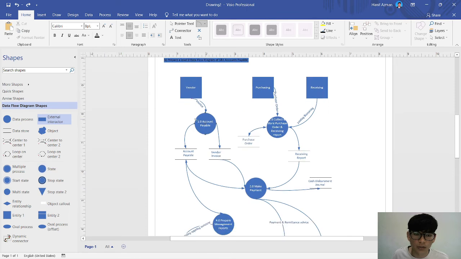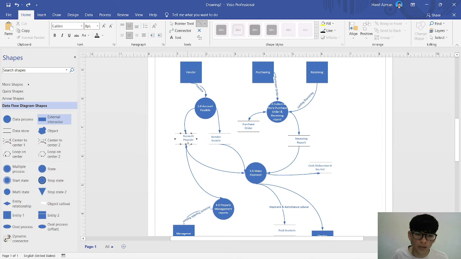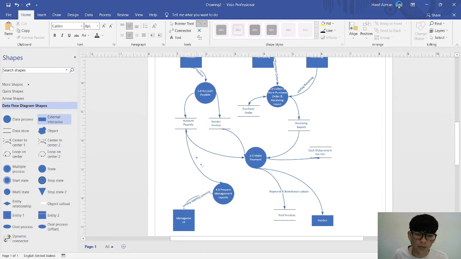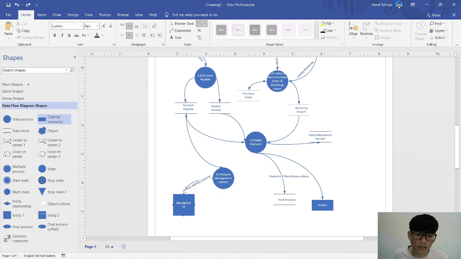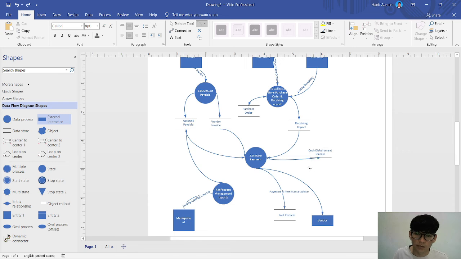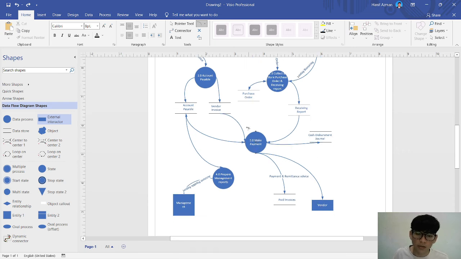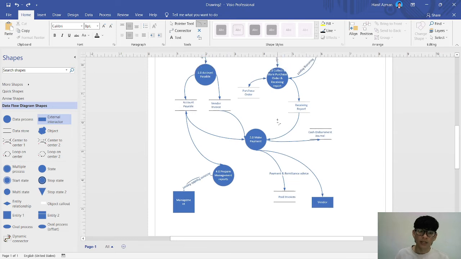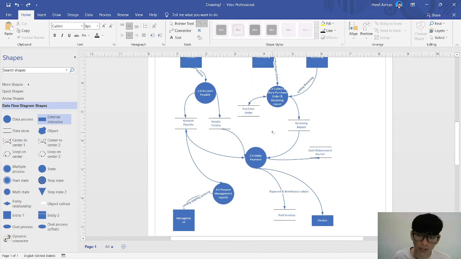For the first vendor, we send invoice to account payable and we send account payable here, vendor invoice and make payment. Account payable we make payment and account payable also prepare management report and then send to management. For the purchasing, purchase order, collect and stock purchase order and receiving report, send to purchase order here, receiving report, and then make payment and make payment to cash disbursement journal, and then make payment we send to vendor and pay invoice. That's all I already include. And we go to the question C.